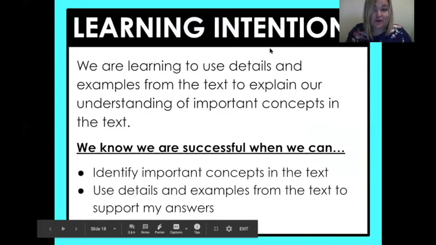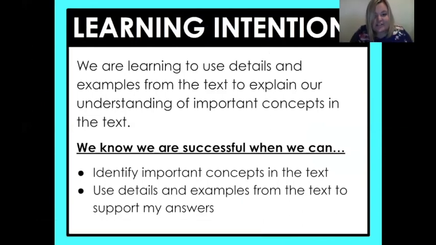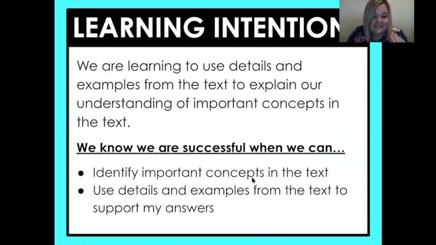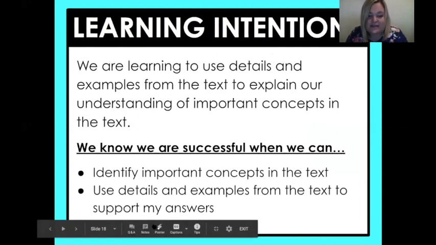So for our learning intention, we are learning to use details and examples from the text to explain our understanding of important concepts in the text. We know we are successful when we can identify important concepts in the text, so go back and find those important ideas. Then we're going to use details and examples from the text to support our answers.